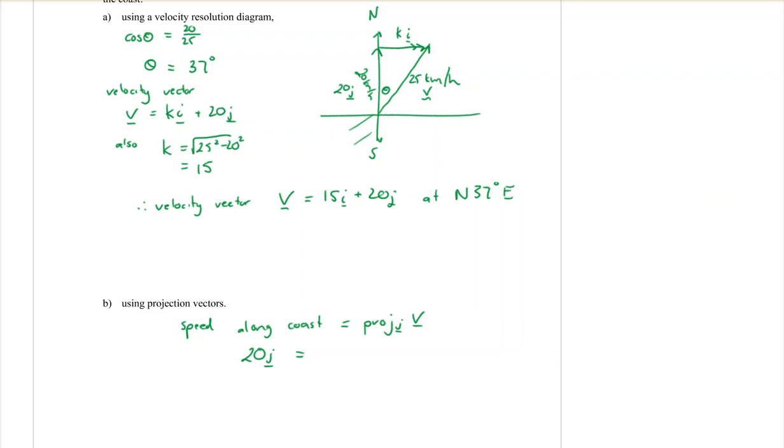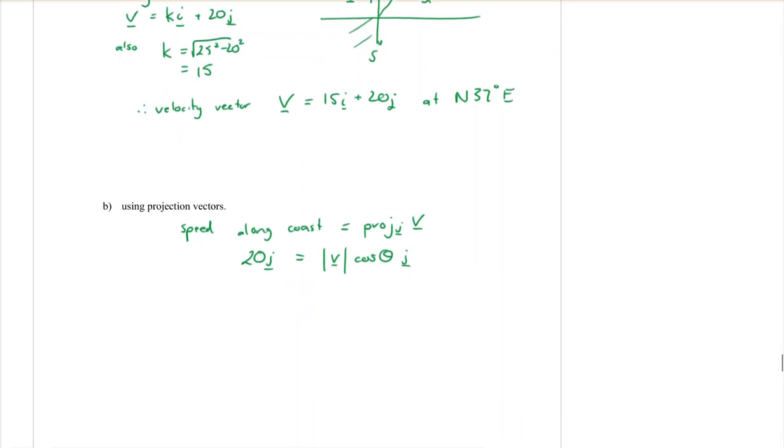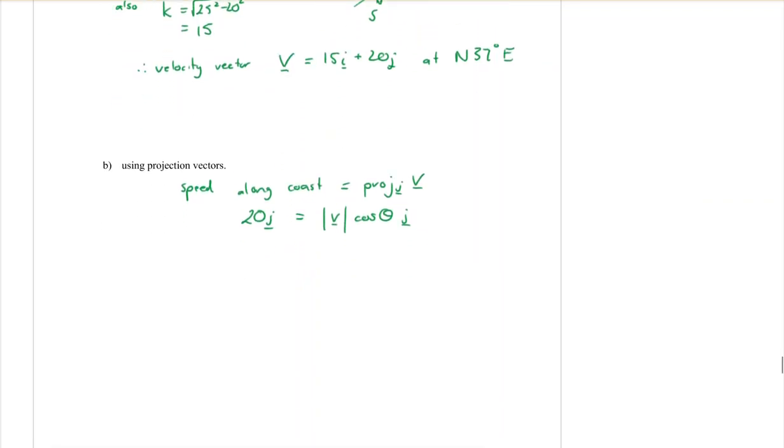Does anyone have a try? It's going to be the length of vector v times cos of the angle, we're starting again, we don't know the 37 yet, times the vector j. I'm going to be able to find that angle again using vectors, is what we're doing here. Yes, the j's will cancel out. The length of vector v is 25. So we have 20j is equal to 25 cos theta vector j again.